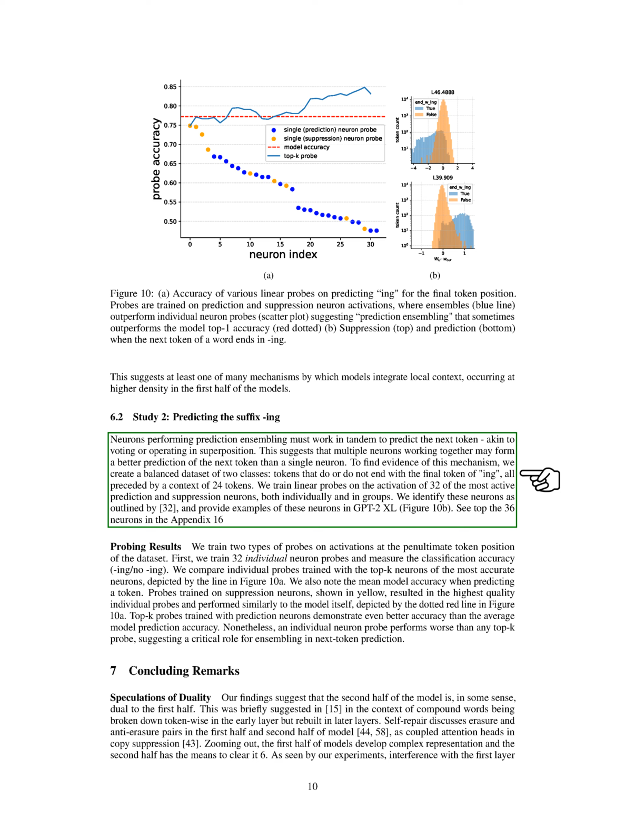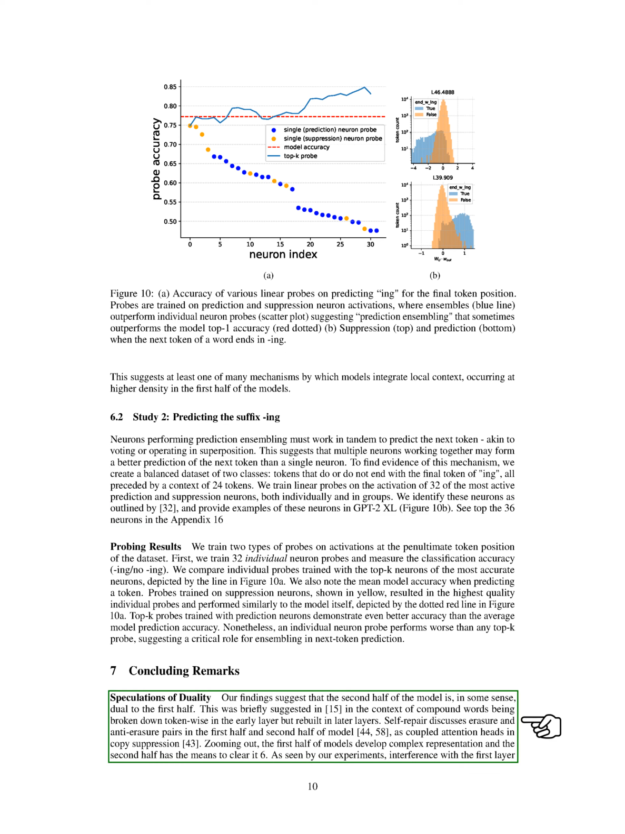We trained linear probes on 32 active prediction and suppression neurons, both individually and in groups. The results showed that ensembling of neurons is crucial for accurate next token prediction. Our study suggests that the second half of the model complements the first half. We observed that the model repairs and erases information differently in each half. The first half develops complex representations, while the second half has the ability to refine them.